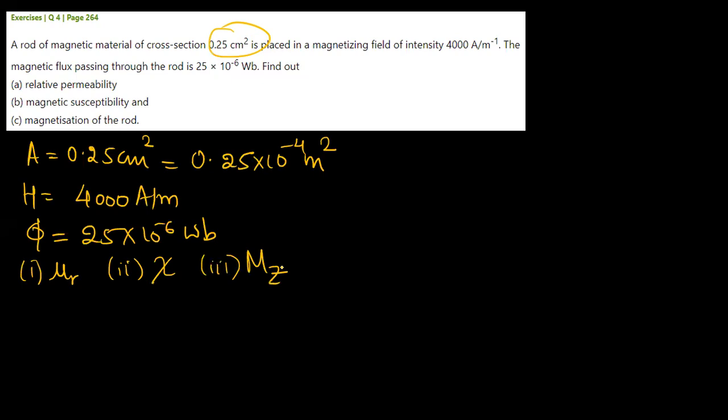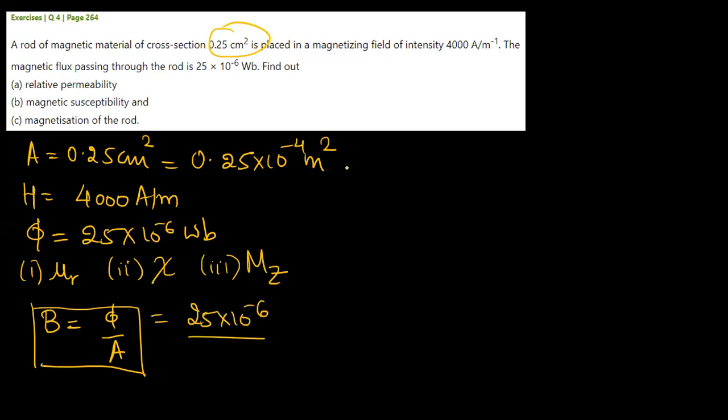Before I find these things, I will have to find the magnetic field, because the magnetic field formula will be required here. So magnetic field is flux upon area, magnetic flux upon area. So I can write magnetic flux upon area as 25 into 10 raised to minus 6. I can rewrite this area as 0.25 into 10 raised to minus 4, which can be written as 25 into 10 raised to minus 6, right?